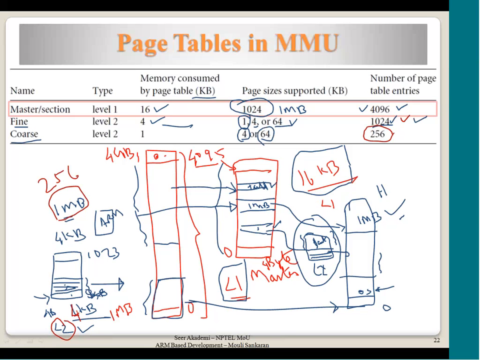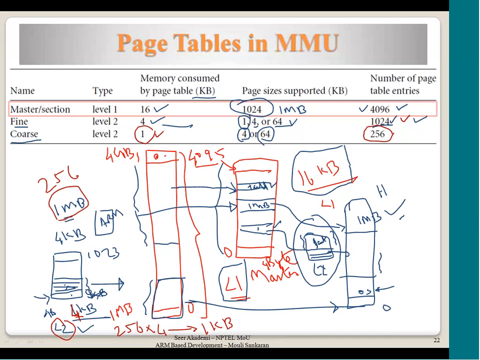If the L2 is a coarse table pointing to a 4 KB page size, what is the total size you will have? 256 entries times 4 bytes each corresponds to 1 KB of size. So that L2 page table size will be 1 KB.